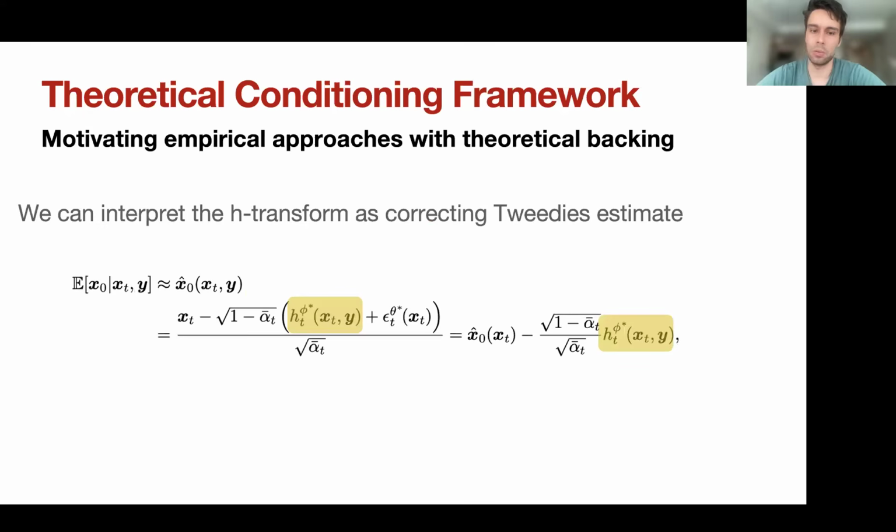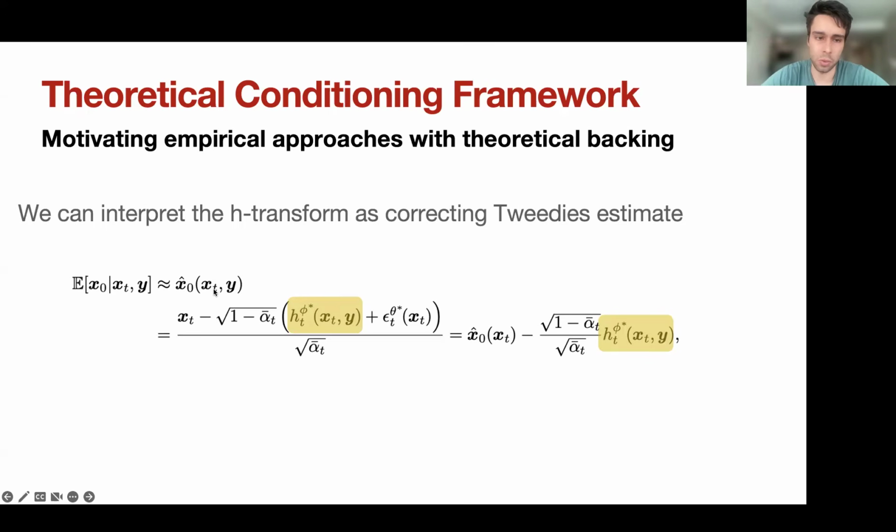So to illustrate things a little bit, we talked about Tweedie's estimate. What Tweedie's estimate is, is just a way of estimating x0 given xt. And for an unconditional diffusion model, x0 given xt is just equal to x0 hat, which is just the score model plus the prior drift. It's scaled in certain ways. So you can estimate x0 given xt quite straightforwardly, basically this equation here using the pre-trained score network.